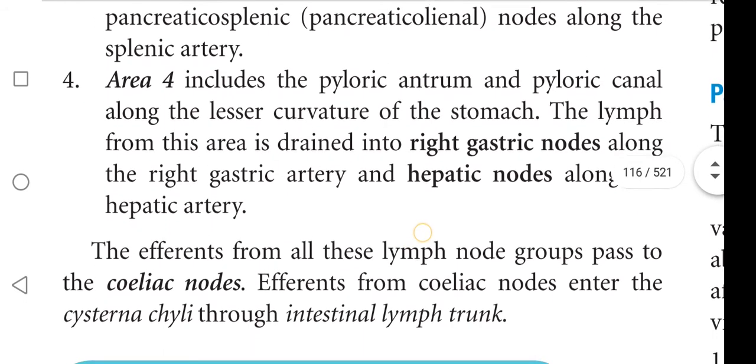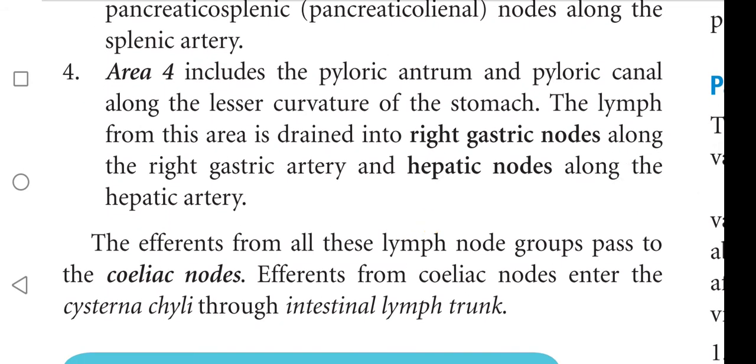Next, area 4. Area 4 includes the pyloric antrum and pyloric canal along the lesser curvature of the stomach. The lymph from this area is drained into the right gastric nodes along the right gastric artery and the hepatic nodes along the hepatic artery.